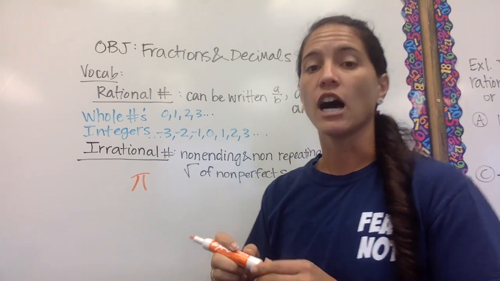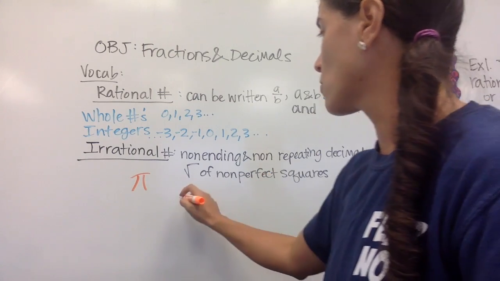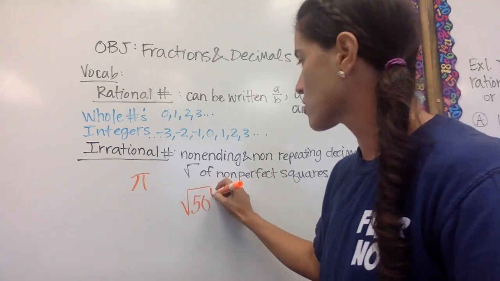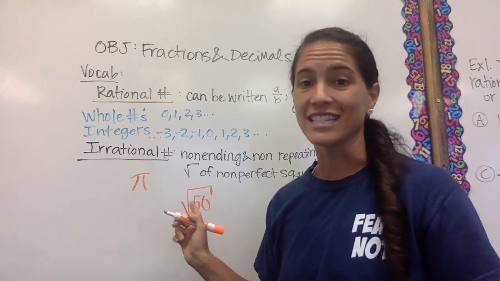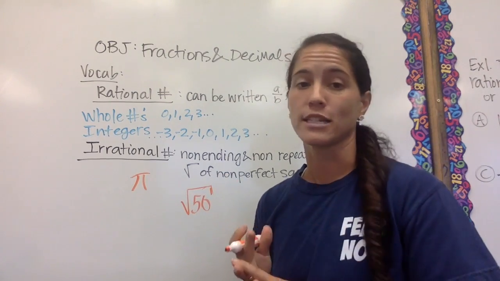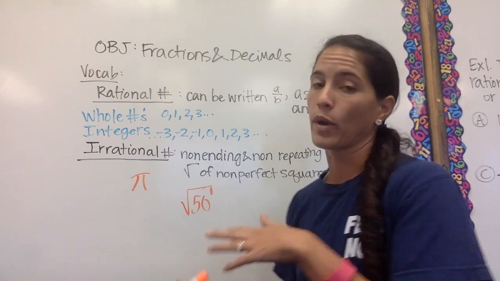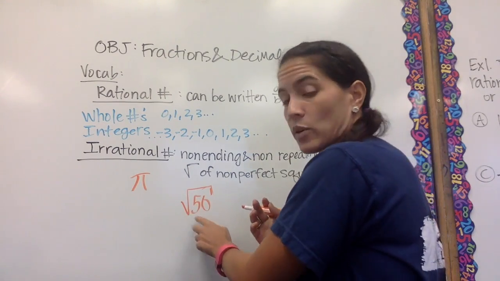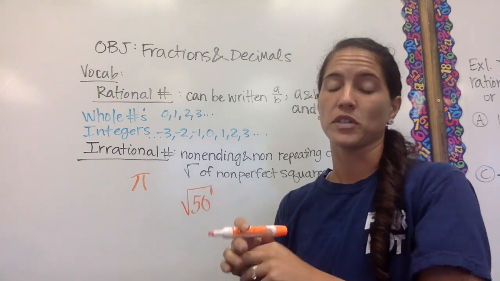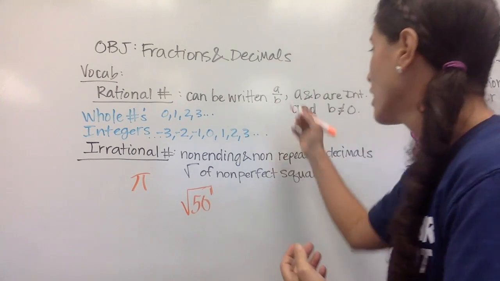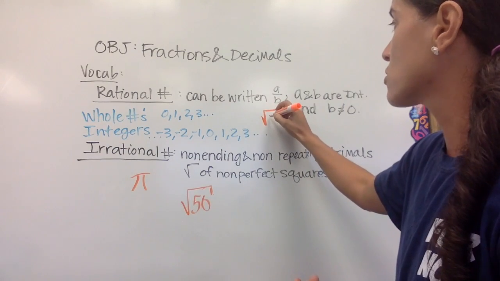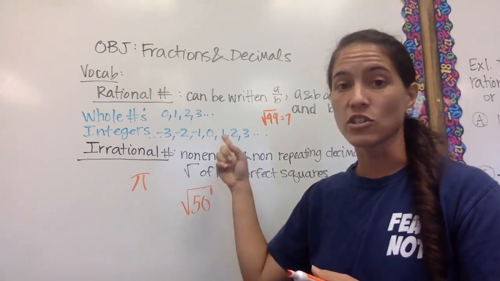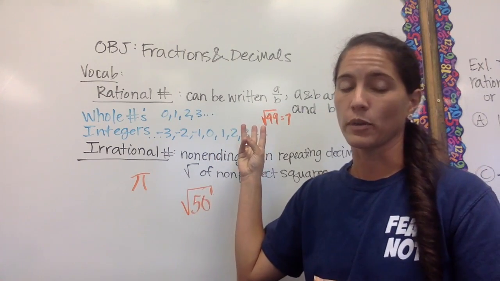A non-perfect square root, so the square root of a number like 50, that is not going to be an ending decimal and it's not going to repeat. It's going to be 7 point something, something, something, and so that would be an irrational number, the square root of 50, the square root of a non-perfect square. If it's a perfect square, it's going to be rational, like the square root of 49 is 7. So that would be an integer, a whole number, and a rational number.